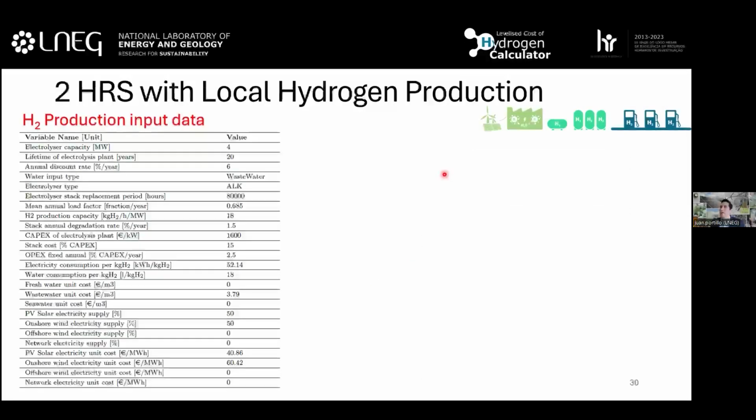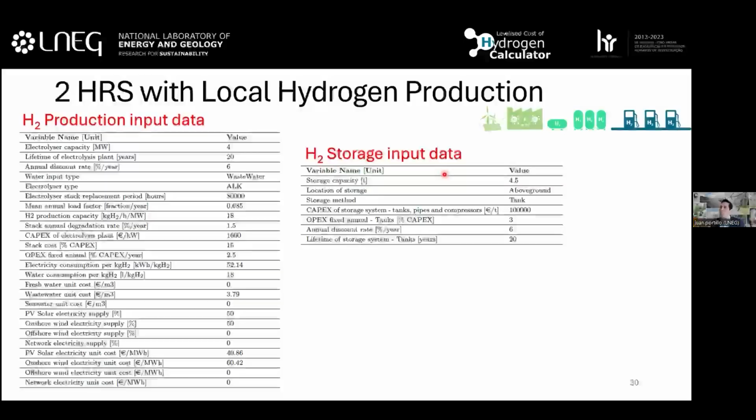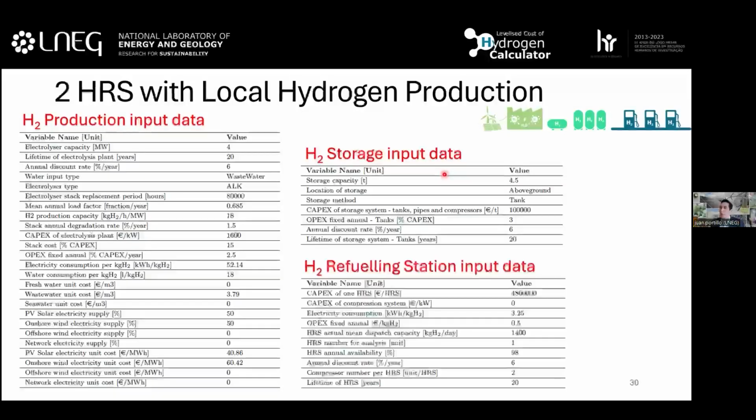So in the second case, the hydrogen refueling station with local hydrogen production, we have all the data that needs to be included, and it is, of course, specific to each project. If you are evaluating a project, you will have to gather this information, but there are some parts that you can assume if you don't have them, and that is widely accepted in different tools, okay?